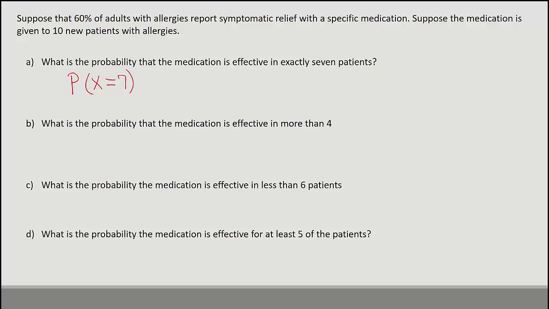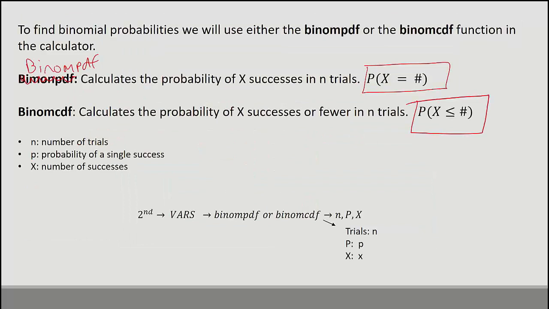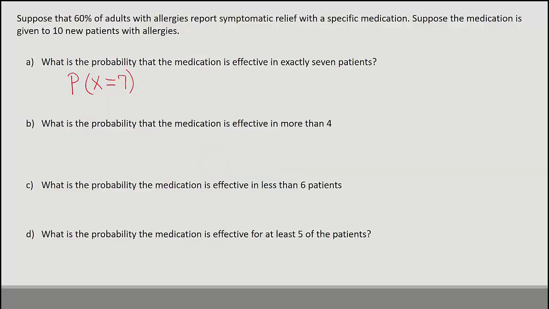All right? Once you have that, now the question becomes, which function in the calculator can we use? Just to refresh your memory, Binompdf means equals. Binomcdf means less than or equal to. That means for this problem, we're going to use Binompdf.